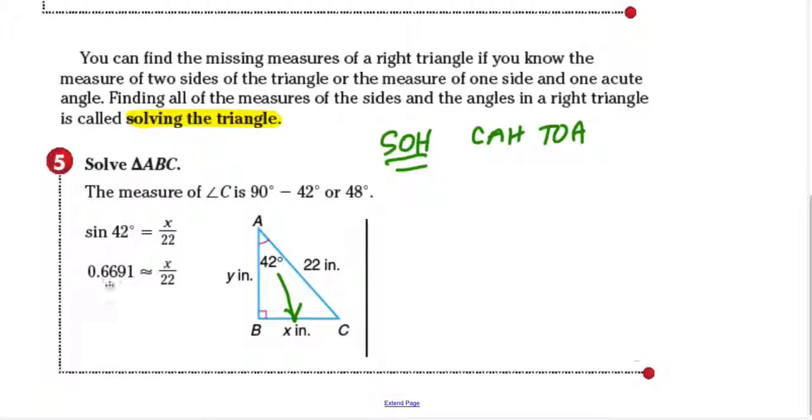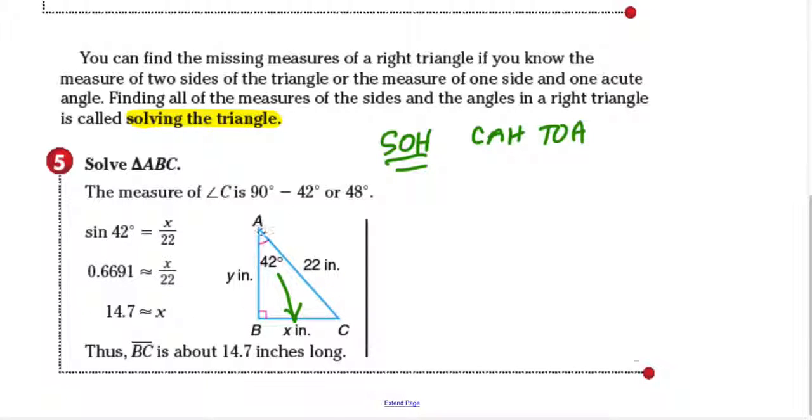But before we do that, let's find sine 42 degrees, which is 0.6691 in your calculator. Multiply that by 22, you end up with x equals 14.7. So x is approximately 14.7 inches. Okay, so BC is about 14.7 inches long.